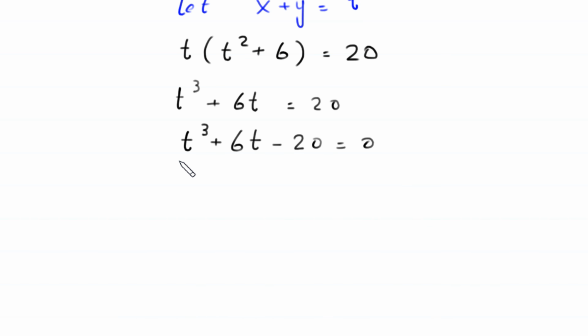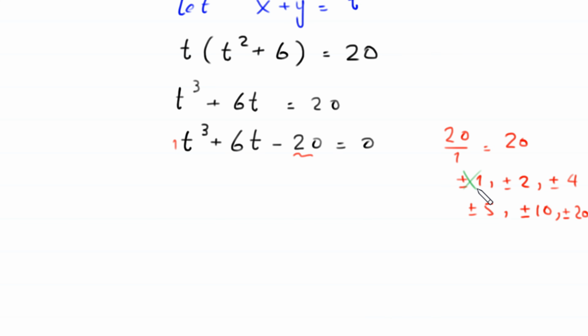Now this is a cubic equation, and if we divide this constant 20 by the leading coefficient 1, we get 20, and factors of 20 are plus minus 1, plus minus 2, plus minus 4, plus minus 5, plus minus 10 and plus minus 20. If we check plus minus 1, this is not a solution, and if we check positive 2, this is a solution.